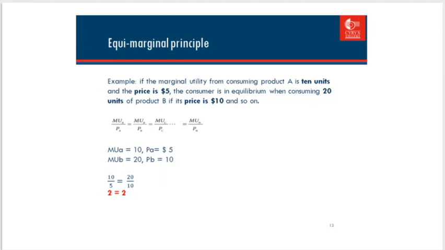How about product B? Product B, marginal utility is 20. And then the price is 10. So 20 divided by 10, also we will get 2. 2 equals 2. So it shows the equi-marginal principle.